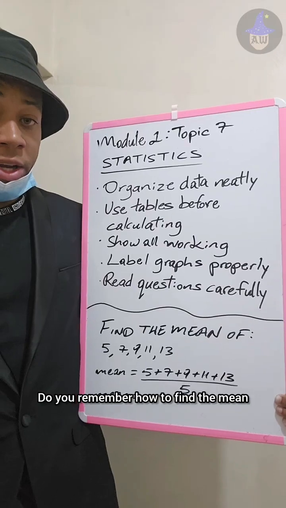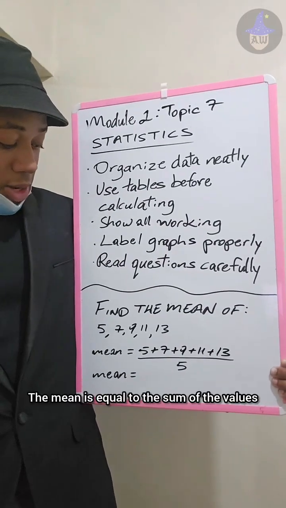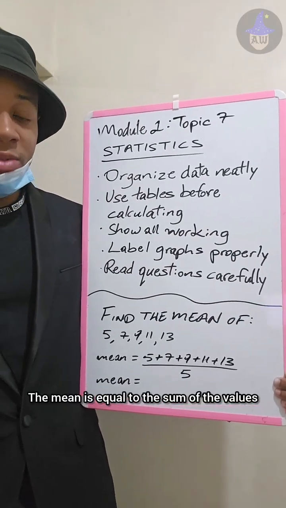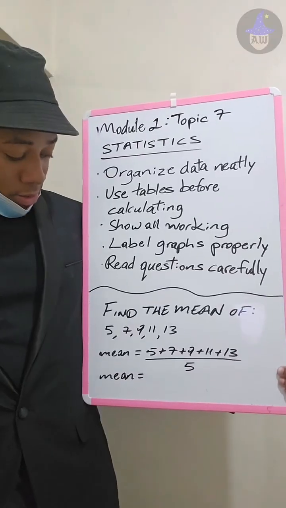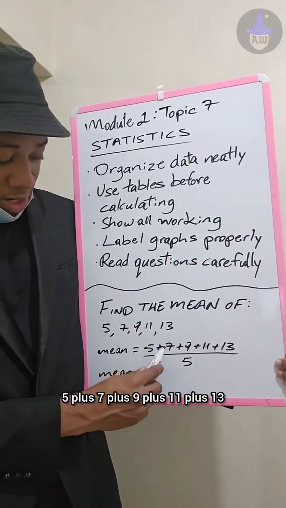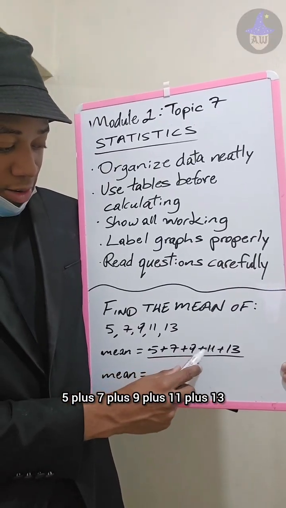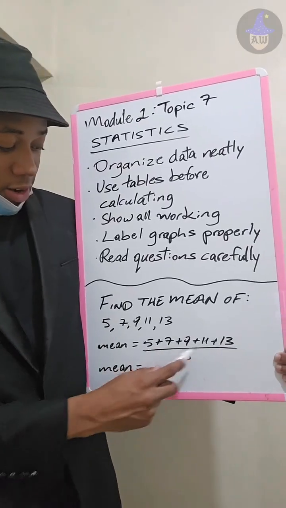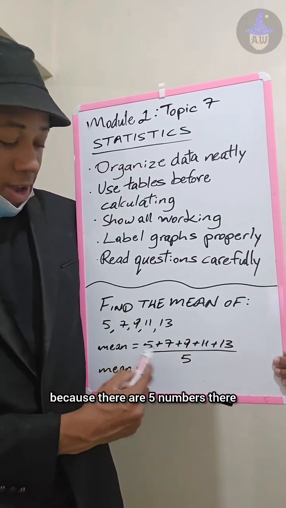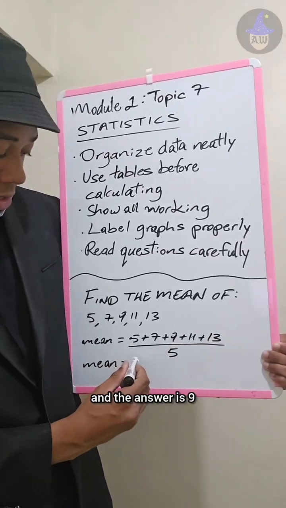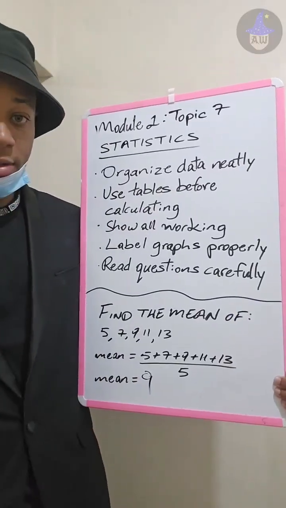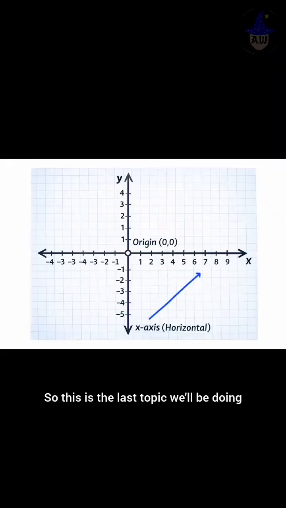Do you remember how to find the mean? The mean is equal to the sum of the values divided by the number of values. So 5 plus 7 plus 9 plus 11 plus 13, all divided by 5 because there are 5 numbers there, and the answer is 9. So this is the last topic we'll be doing for this course, Introduction to Graphs.